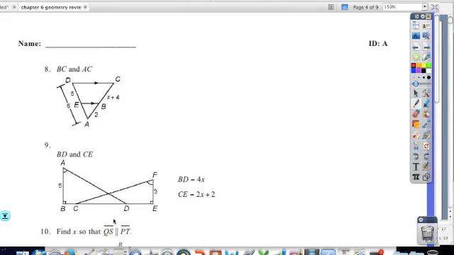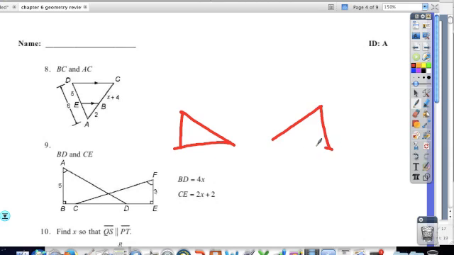So BD is 4x, and CE is 2x plus 2. What I tend to do is draw a little diagram, because this overlapping is going to drive me crazy. Okay? So BD is 4x. This is, does that say 5? And that says 3. And over here, 2x plus 2. Correct? And it says 3.